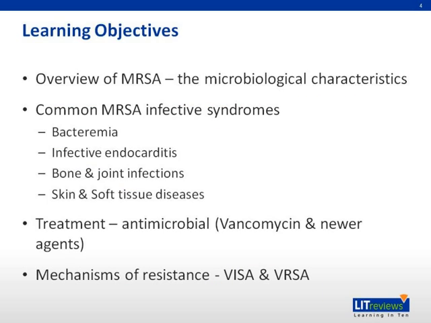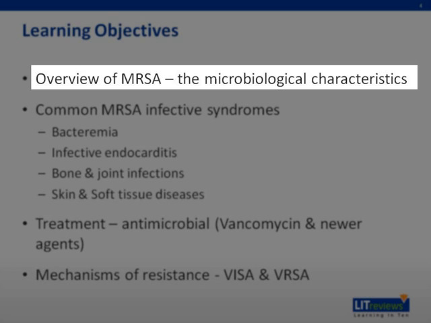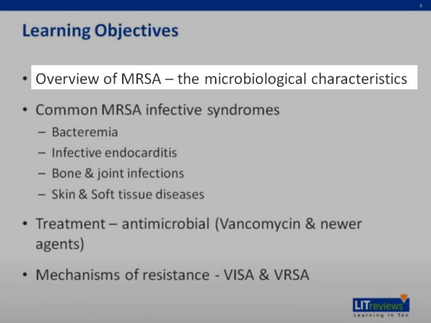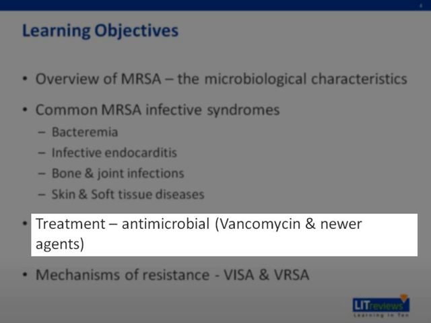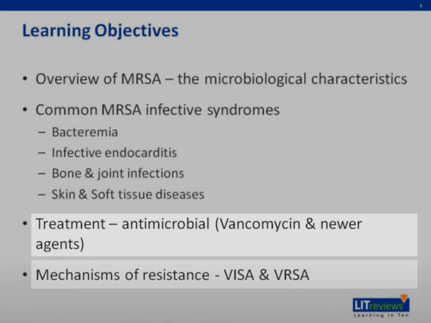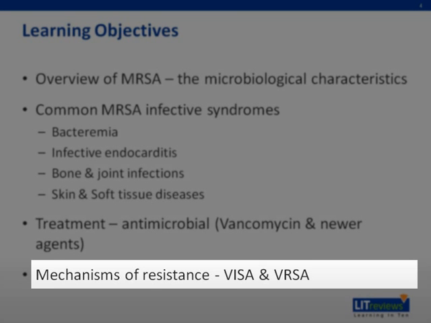The outline of this lecture is to give you a brief overview of the microbiological as well as molecular characteristics of the organism. And we will go through common infections encountered including MRSA bacteremia, infective endocarditis, bone and joint infections, skin and soft tissue infections. Then we will discuss the treatment of this illness with focus on the anti-MRSA antibiotics available. And lastly, we will discuss the mechanisms of Vancomycin intermediate resistance Staph aureus, also known as VISA, and the much feared Vancomycin resistant Staph aureus, VRSA.